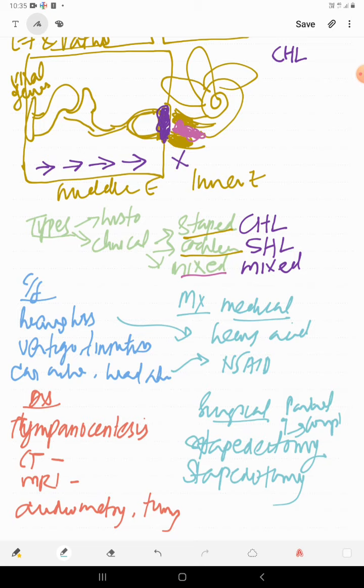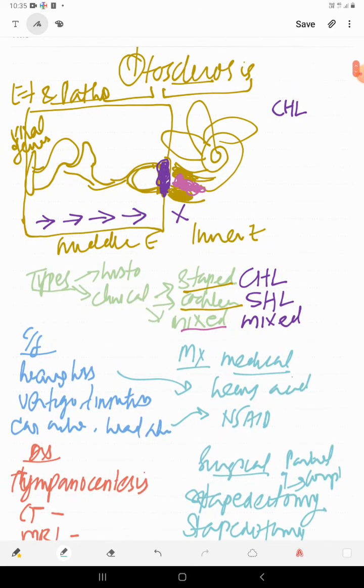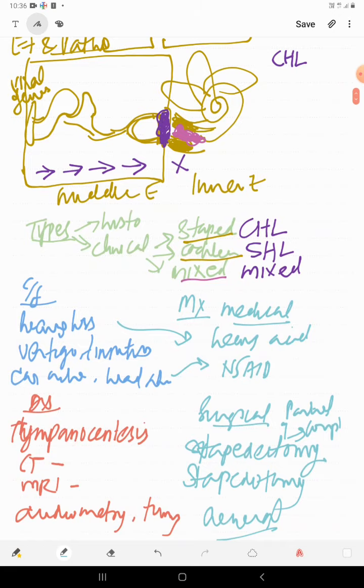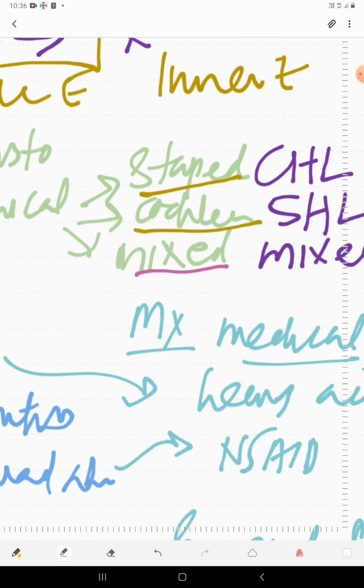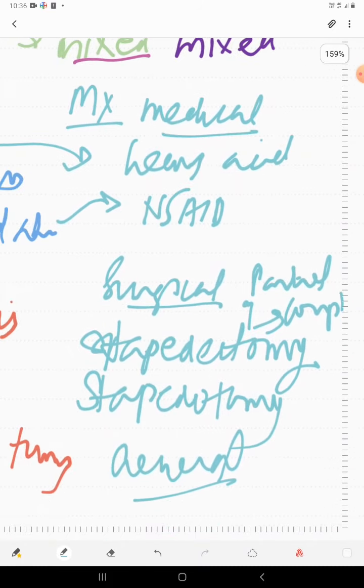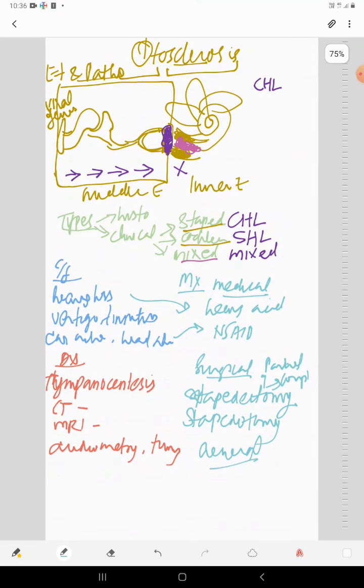Apart from that, you should do some general measures also. You avoid going to a noisy environment. You have a more protein diet, all these things. So these are very important. So this is about the management, medical management and surgical management. This is the short description of otosclerosis.